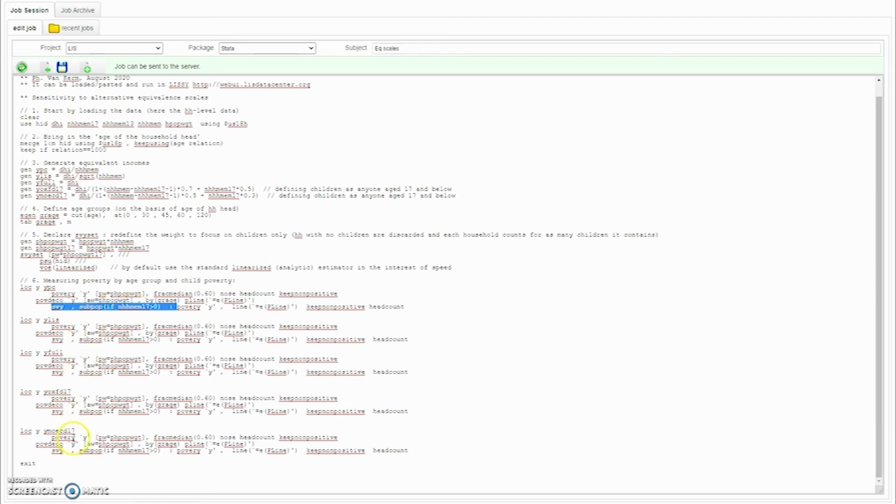So we will repeat that for different definitions of equivalence scale, and we're going to check whether this makes any difference to the results. So let's start that.